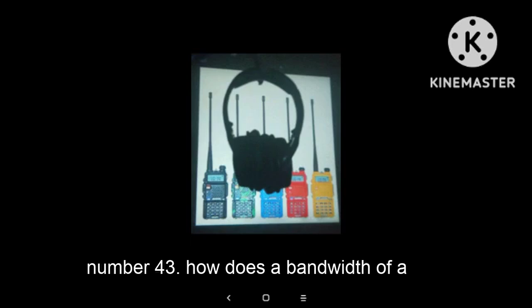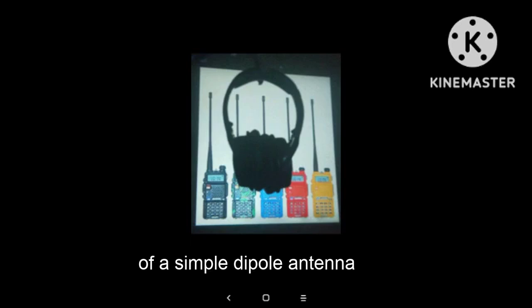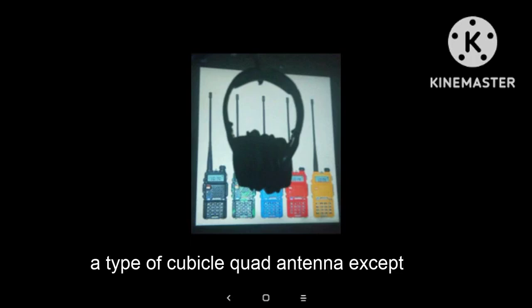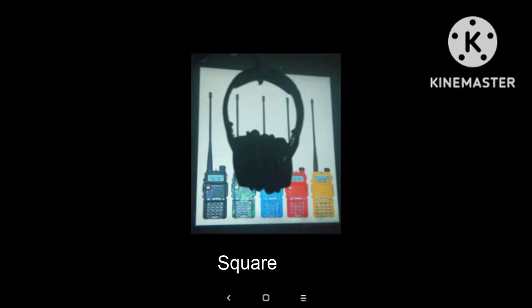Number 43. How does a bandwidth of a folded dipole antenna compare with that of a simple dipole antenna? It is greater. Number 44. What is a delta loop antenna? A type of cubical quad antenna except with triangular elements rather than square.